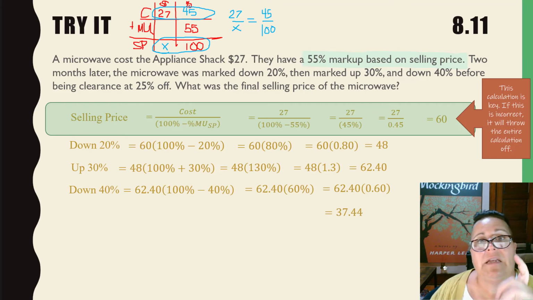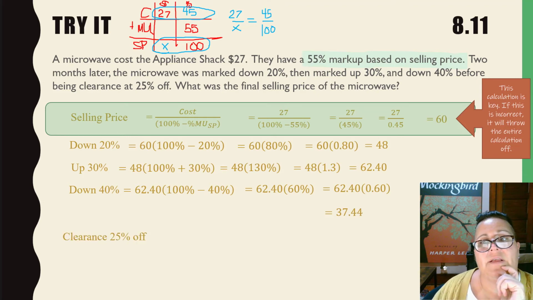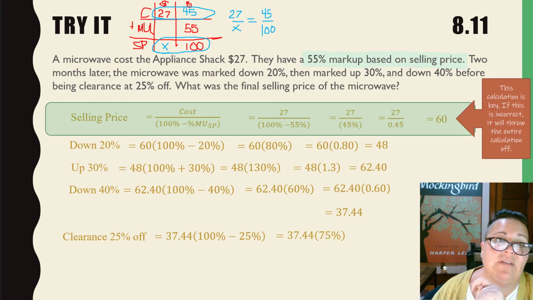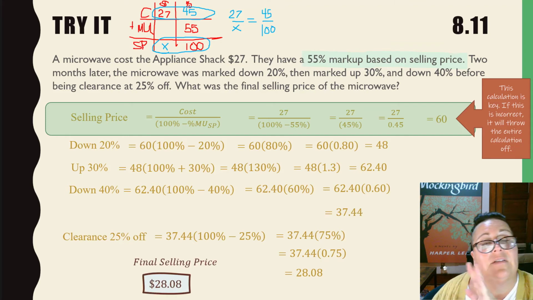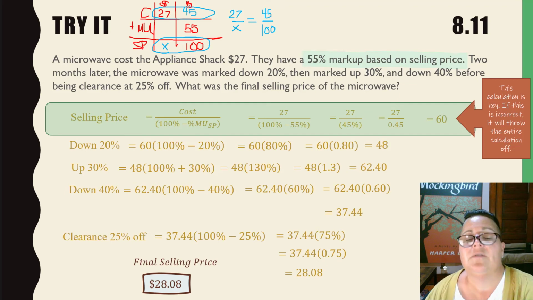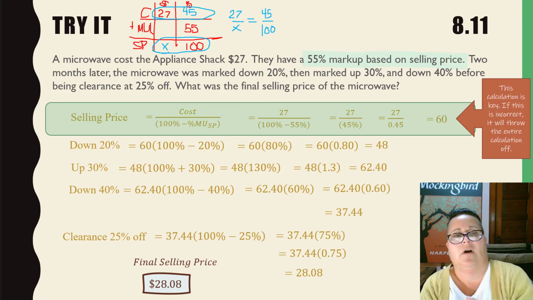Okay? But they need to clearance it, and they're going to clearance it at 25% off. If they're going to clearance that at 25% off, that means they're going to pay 75% of that $37.44. And to calculate 75% of $37.44, we take $37.44 times 0.75, which is $28.08. That gives us a final selling price of $28.08. That's only $1 over the cost, but it is still over the cost.